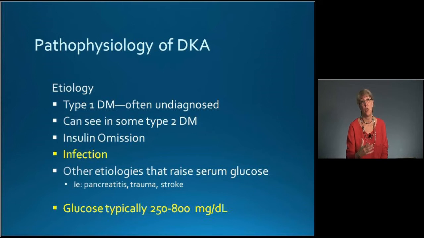Okay? Infection can perpetuate diabetic ketoacidosis. And then there's other etiologies as well that can raise the serum glucose, such as pancreatitis, trauma, because the body's response to trauma is to increase that inflammatory response and turn on that immune system, and that immune system is going to kick in the insulin, okay? It's going to kick in that piece. Stroke can also lead to diabetic ketoacidosis. Glucose is typically 250 to 800 milligrams per deciliter.